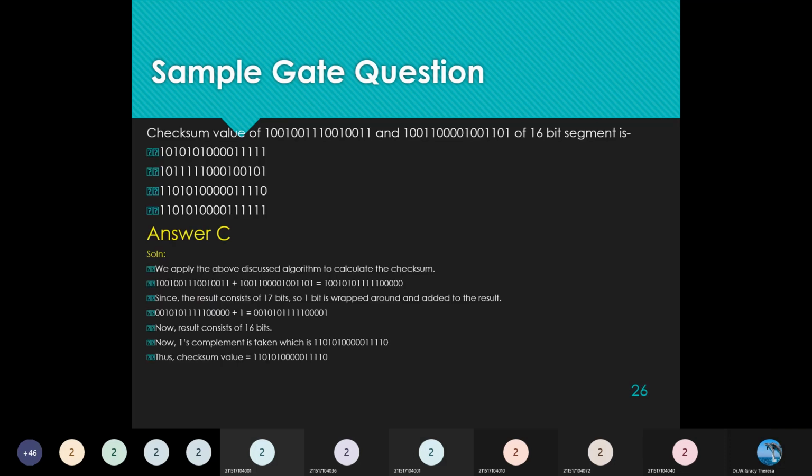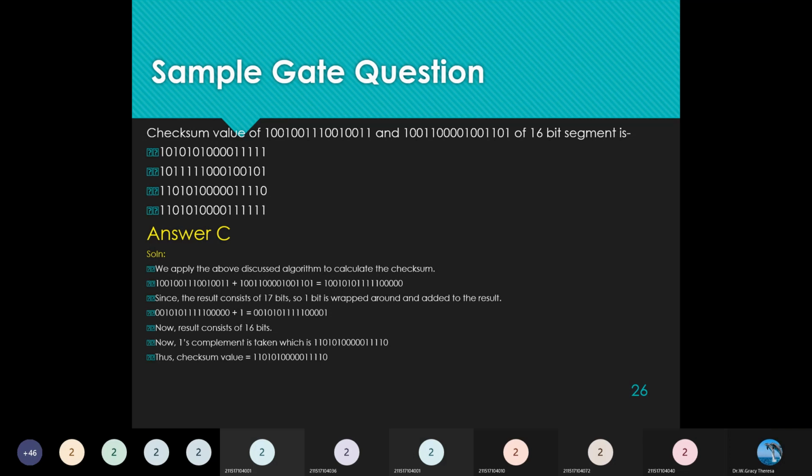Last question. Here a checksum value has been given for a 16-bit segment. So what is the checksum value? What would be the checksum value for this particular one? Normally we have to calculate it. I have sent you the formula. What are the steps that have to be applied to get the checksum value?